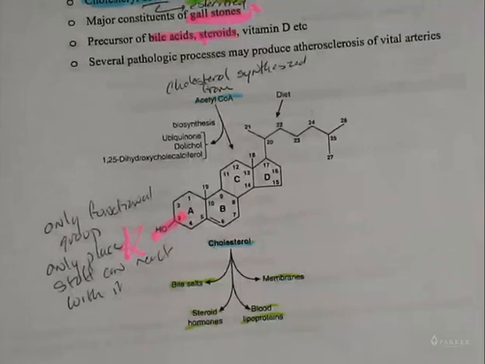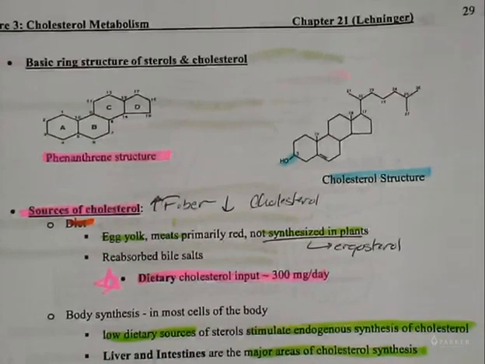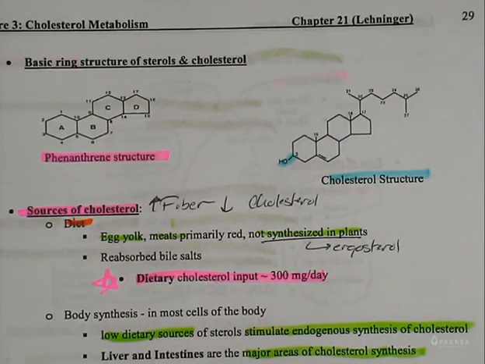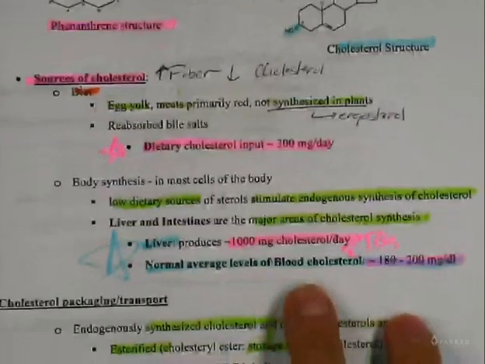And again here, biofilm membrane, steroid hormones, et cetera. There's your phenylethrene ring structure versus your cholesterol structure. Phenylethrene ring is just the basic ring structure. Cholesterol is the full 27 carbons with the branch on it. Don't need to know the structures, et cetera.